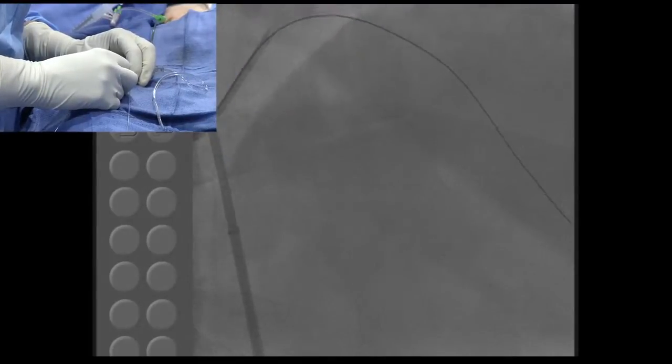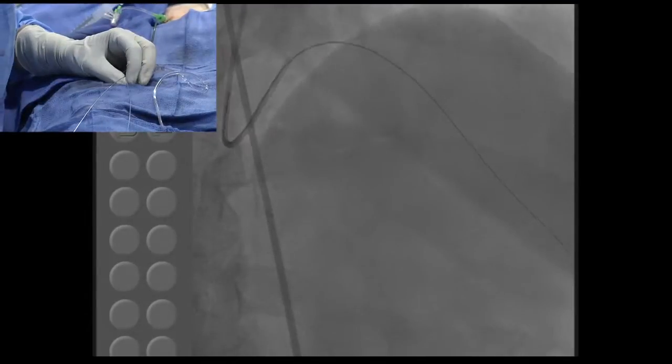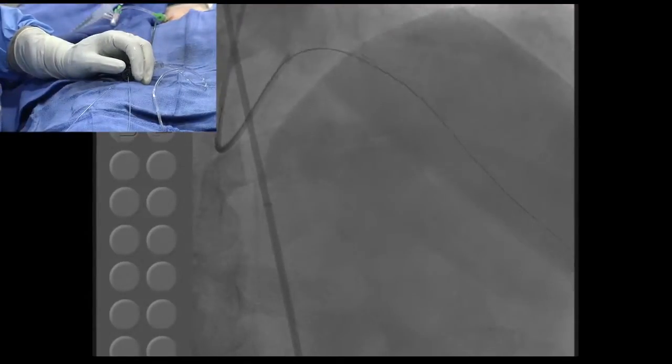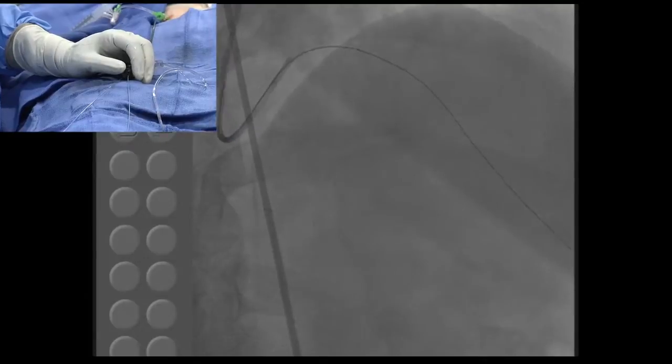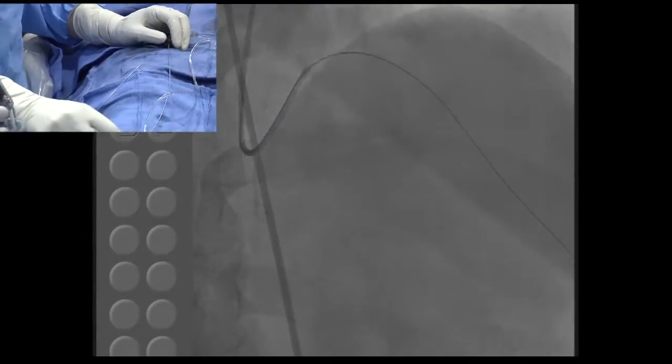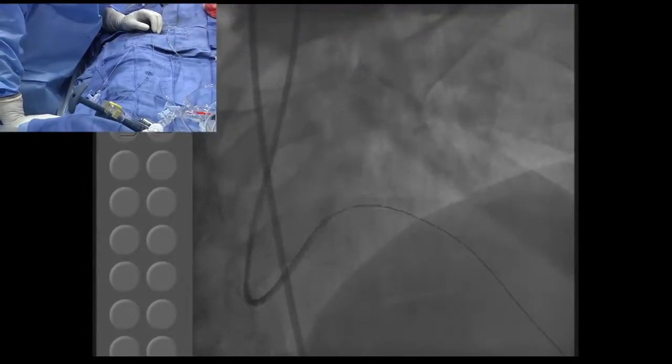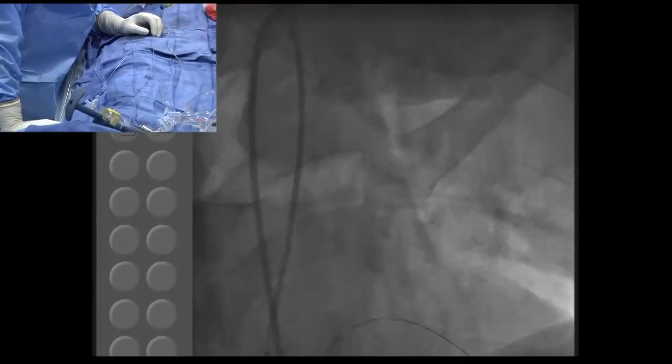So now, if you see it, you can go low mag. Okay. So your balloon is at the tip of the guide, going up to 8 to 10 atmospheres. So this is anchoring the wire and we make sure the Fine Cross is behind. Of course there will be no blood pressure transmitted and now you can take your Fine Cross out.